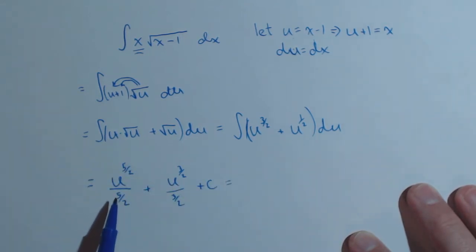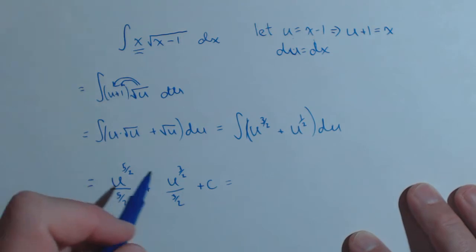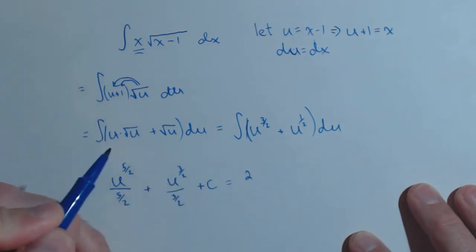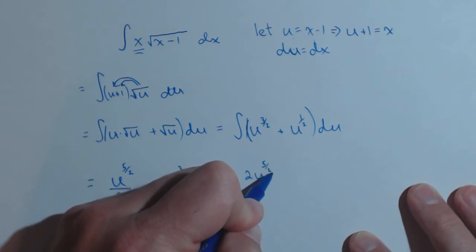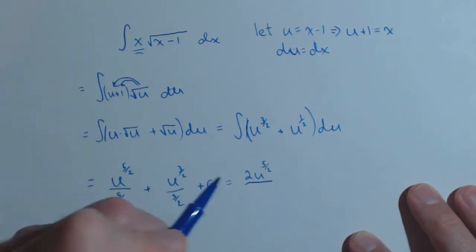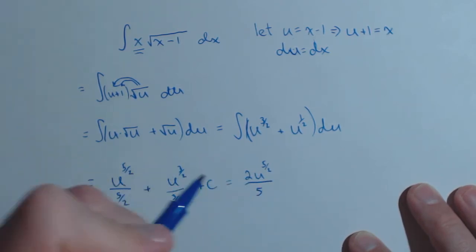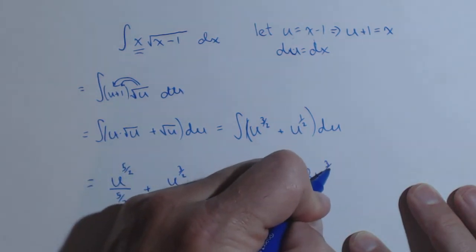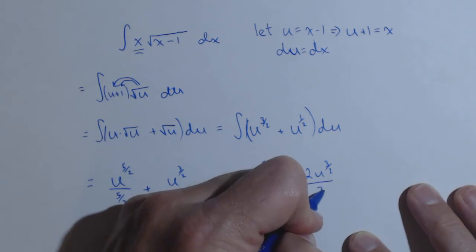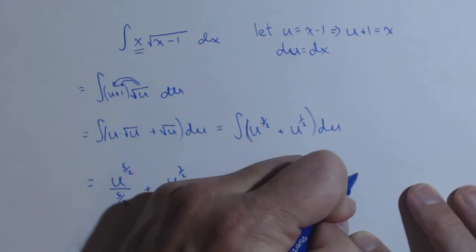Now we never want to leave a fraction in a fraction, so the first thing we're going to do is flip and multiply those fractions. So 2u to the 5/2 over 5 plus 2u to the 3/2 over 3 plus c.